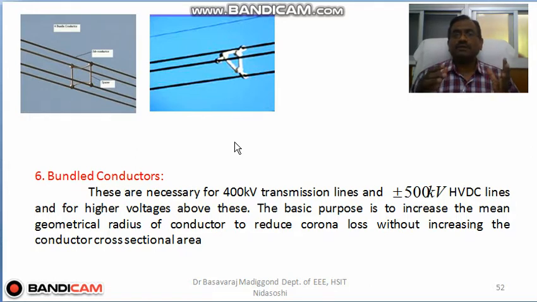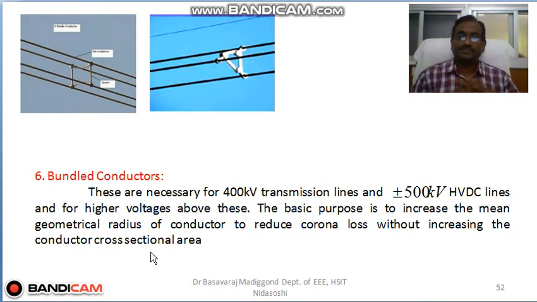Not only this, the current carrying capacity of the line increases. Because of all these reasons, we prefer bundled conductors. Especially, these are necessary for 400 kilovolts and above transmission lines, and plus or minus 500 kilovolt HVDC lines. Such conductors are used for these transmissions.